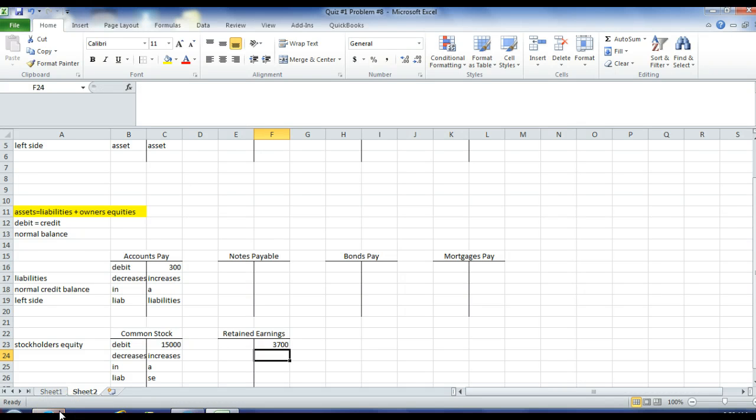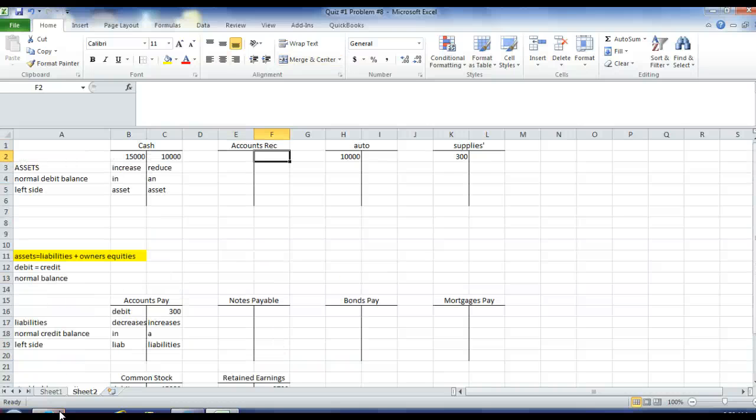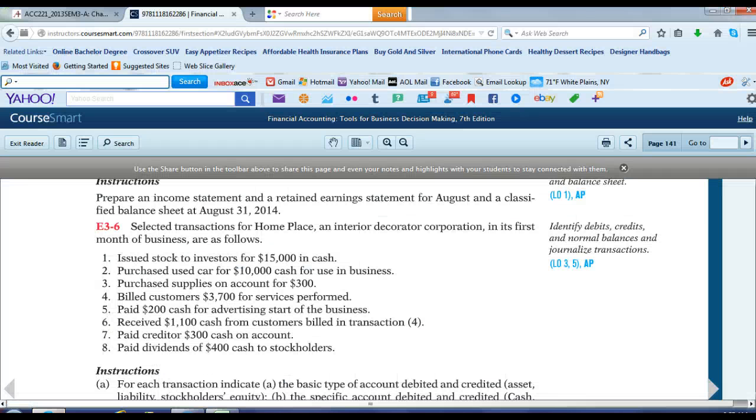So our retained earnings will go up $3,700. It's being increased, and we know that stockholders' equity to increase is a credit balance. Likewise, we didn't receive the cash, it's on account, and so our accounts receivable will be increased $3,700. That again is an asset. When we increase an asset, we debit that asset. Again, debits always equal credits in this scenario.